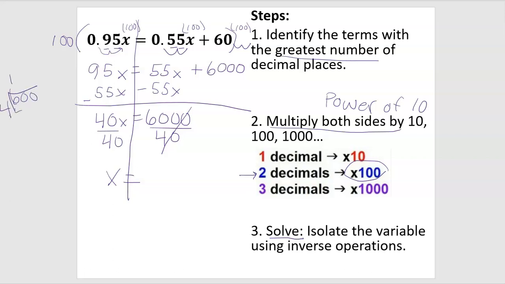4 goes into 6 once. 4 goes into 20 5 times, and then a 0 at the end. So that's 150.